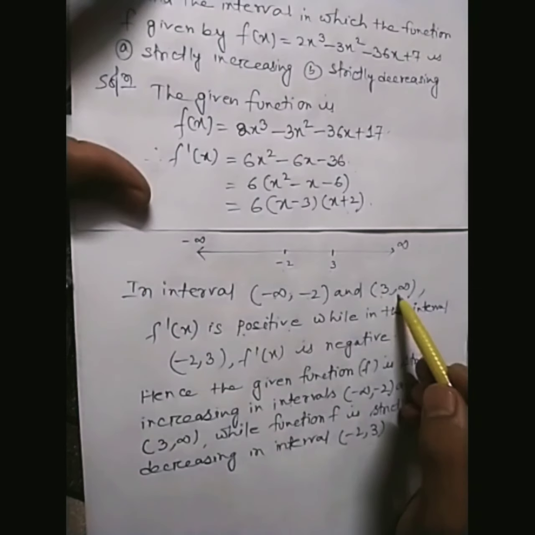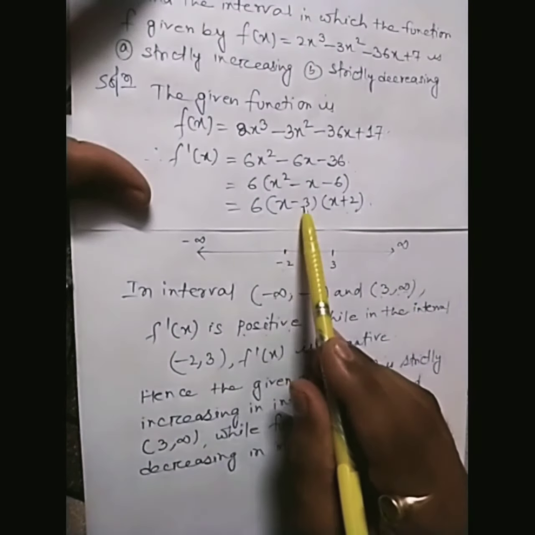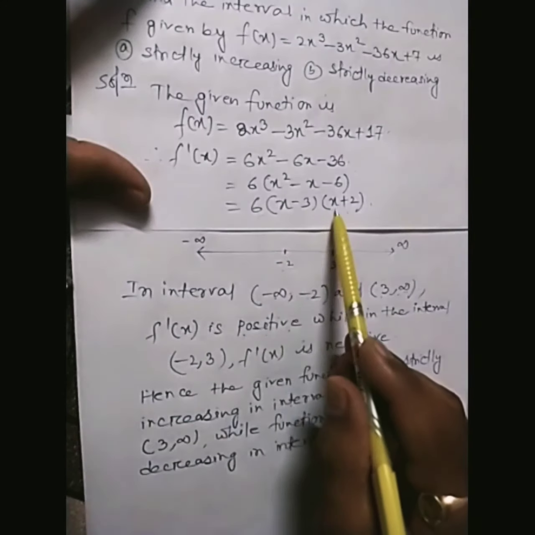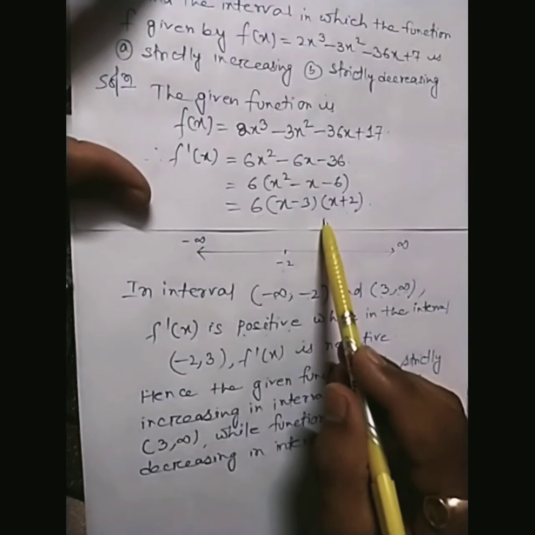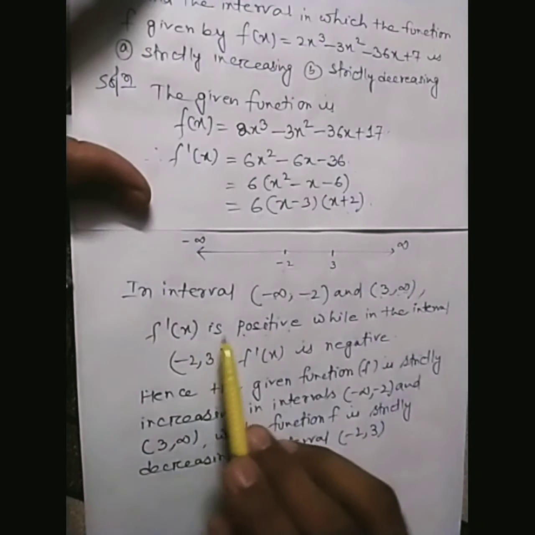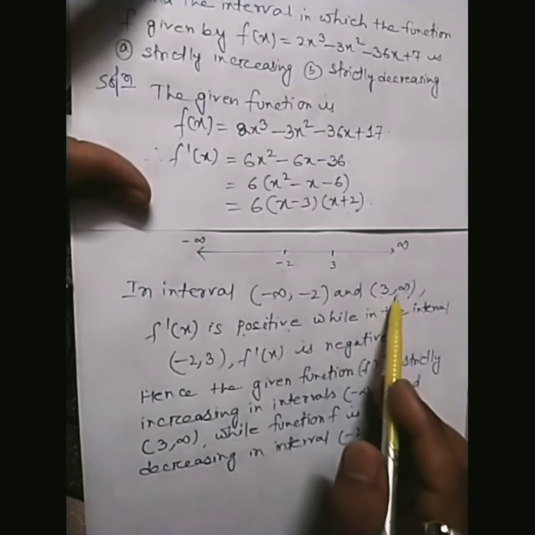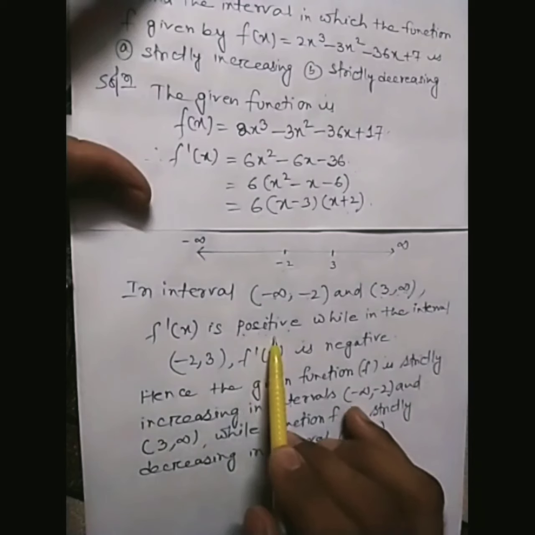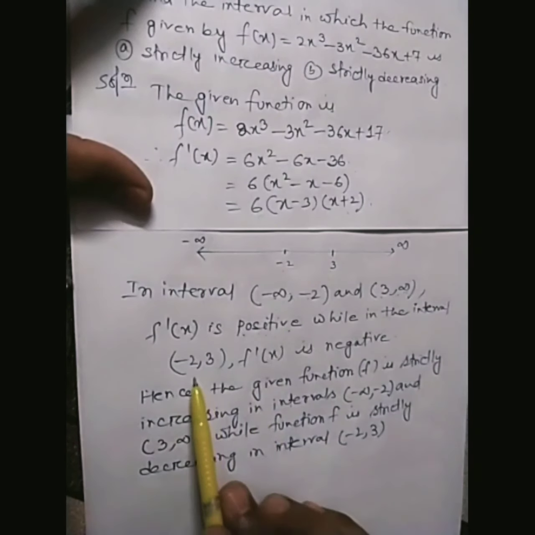Similarly, in 3 comma infinity, the value of x will be greater than 3 but less than infinity, so you can take 4. Taking 4, 4 minus 3 is equal to 1, which is positive. The second one, 4 plus 2 is 6, which is also positive. Positive times positive gives a positive number, so f dash x is positive. So in this and this interval f dash x is positive, while in the interval minus 2 comma 3.